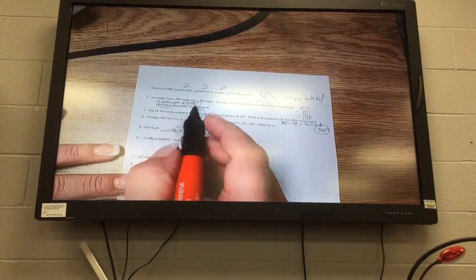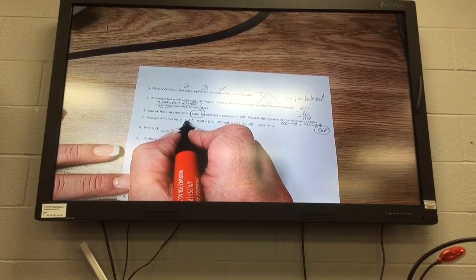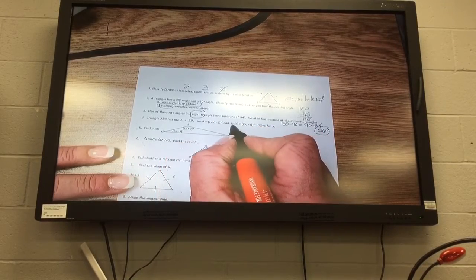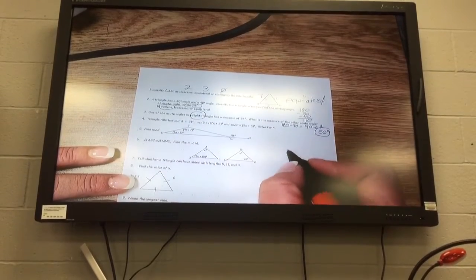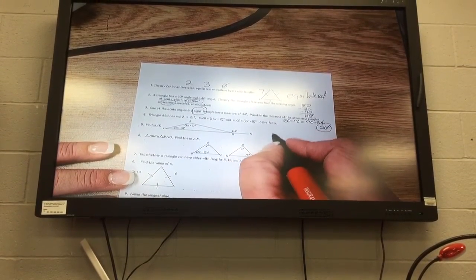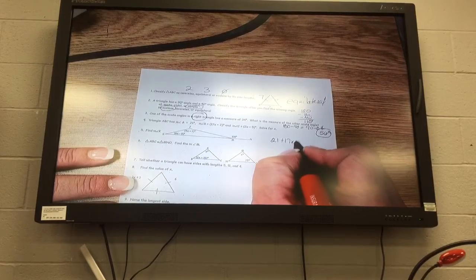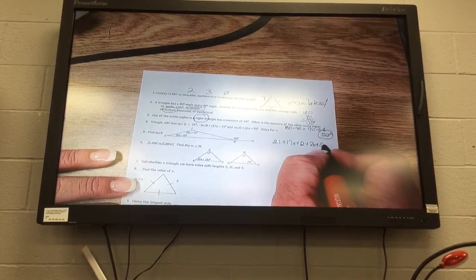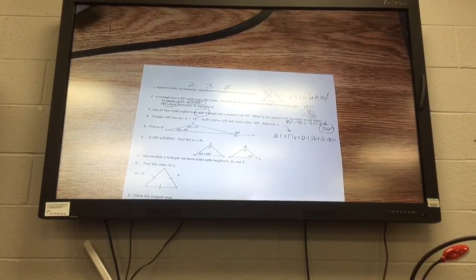Triangle ABC has a measure. That M in front is the measure. The measure of angle A is 21 degrees. The measure of angle B is 17x plus 2. And the measure of angle C is 2x plus 5. So triangles, all 3 add up to 180. So I'm going to do my work down here. I have 21, I have 17x plus 2, and I have 2x plus 5 equals 180. I'm going to just put an arrow so my work's there.